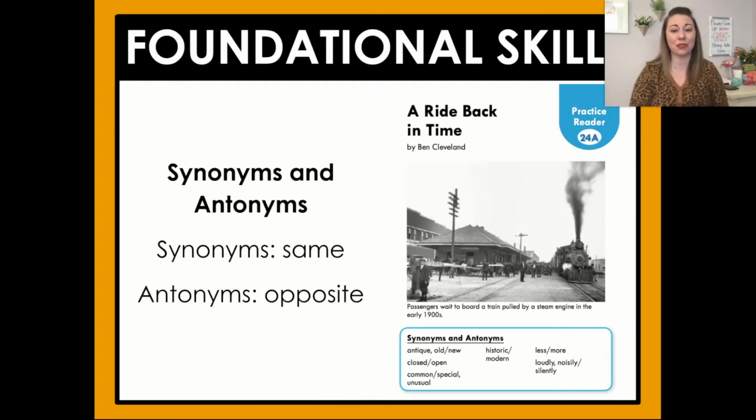For your foundational skills, you do have another fluency read today, and this one is called A Ride Back in Time. And so this is focusing on synonyms and antonyms. And I want you to remember that synonyms mean the same and antonyms are opposite. And I can always remember that because synonyms and same both start with S. So the words that you're going to look out for in this read are antique and old/new, closed and open, common, special and unusual, historic and modern, less and more, loudly, noisily, and silently. So they have the list of these synonyms and antonyms for you, okay?